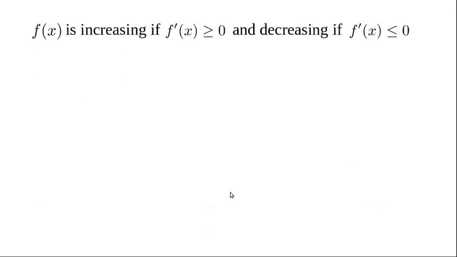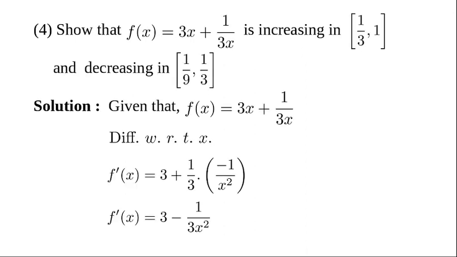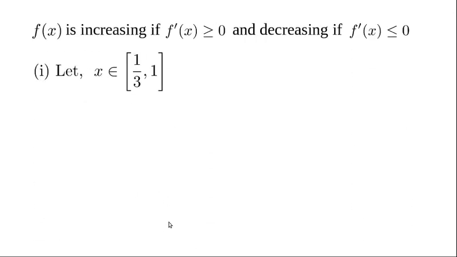f of x is increasing if f dash of x is greater than or equal to 0 and decreasing if f dash of x is less than or equal to 0. This is the known condition. So let us consider the first part, that is x belongs to 1 by 3 comma 1. Now our aim is to get the derivative, this part, 3 minus 1 upon 3x square, using this interval.